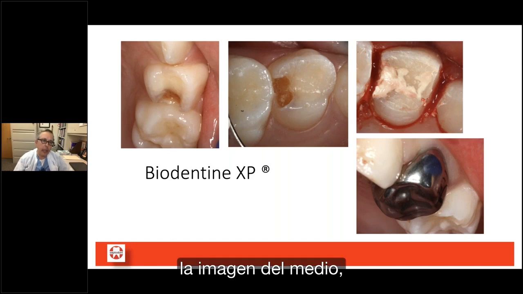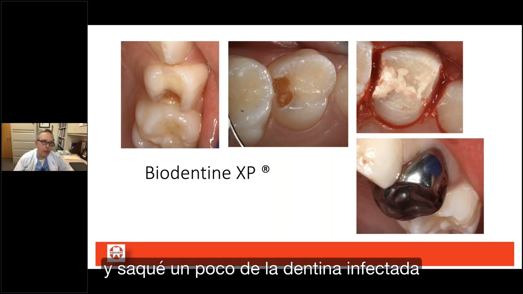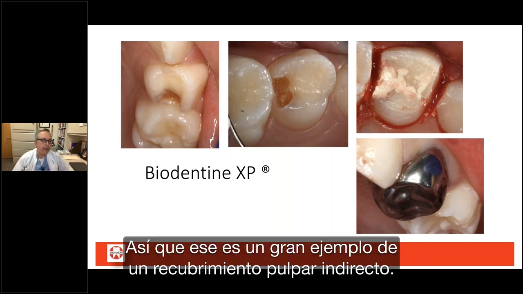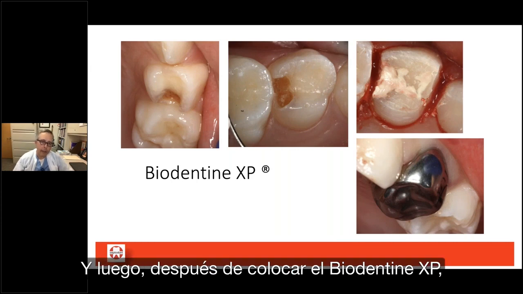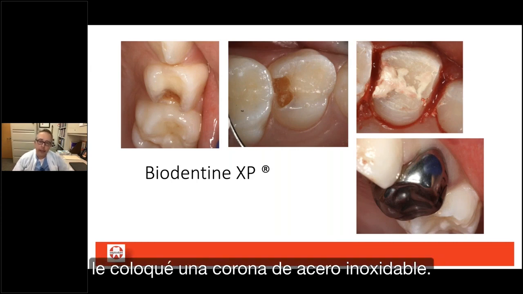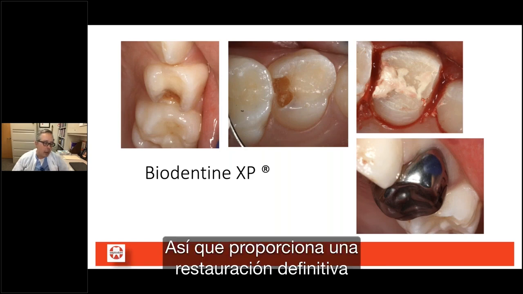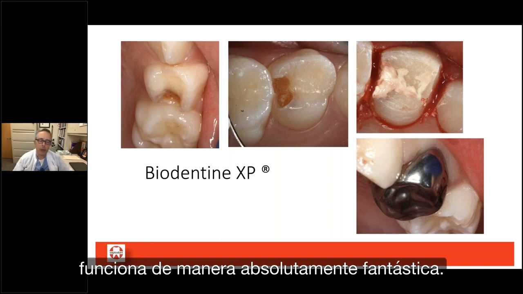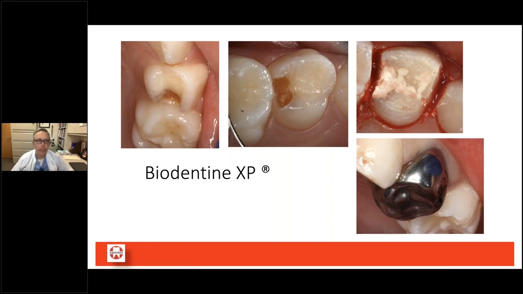In the picture in the middle, I just went with a round burr and removed a little bit of the infected dentin, and then I placed the Biodentine over that. So that is a great example of an indirect pulp cap. After I place the Biodentine XP, I place a stainless steel crown. So I provide a definitive restoration, and I can guarantee that this is going to work absolutely fantastic.